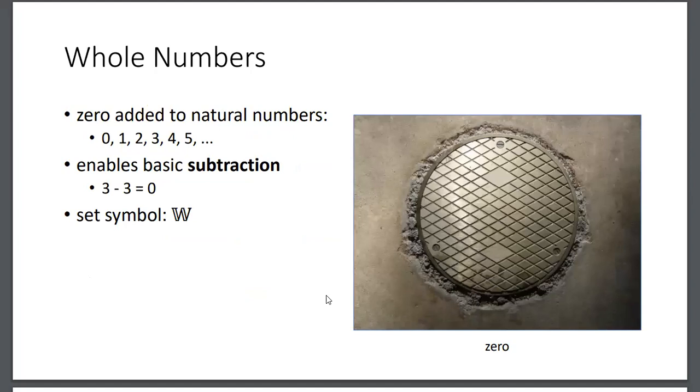Next, throw in 0 to the natural number set, and you get a new set called the whole numbers. Putting 0 in there enables subtraction to make sense. 3 minus 3 is now something. It's 0. It's nothing, but it's something. And the set symbol is a script W, whole numbers.